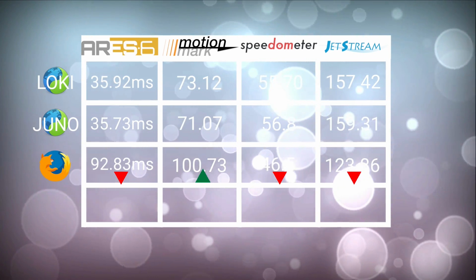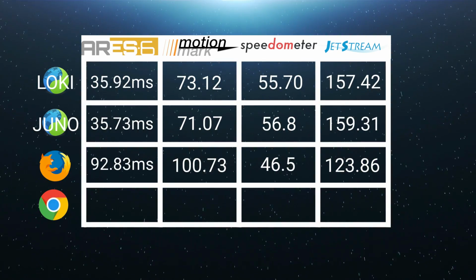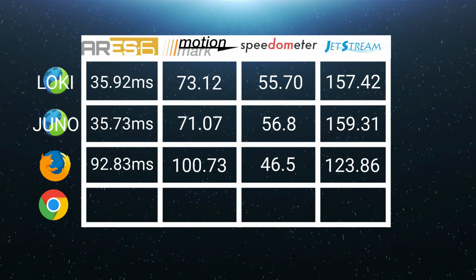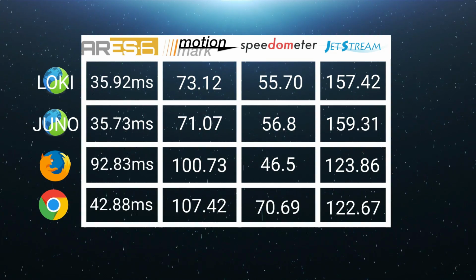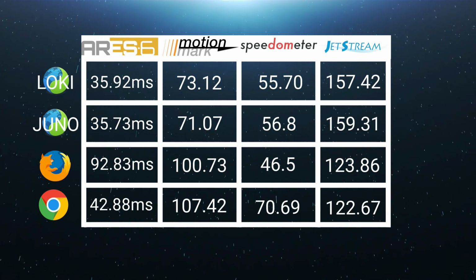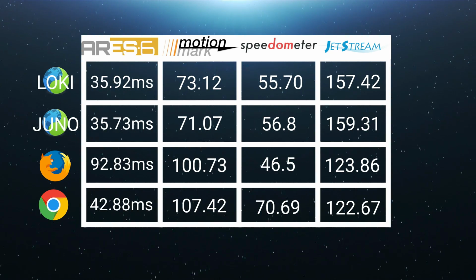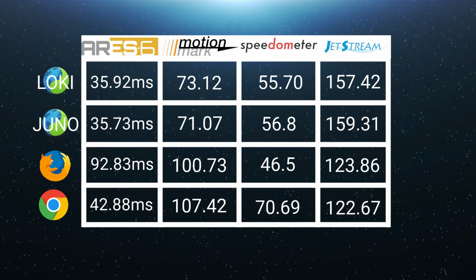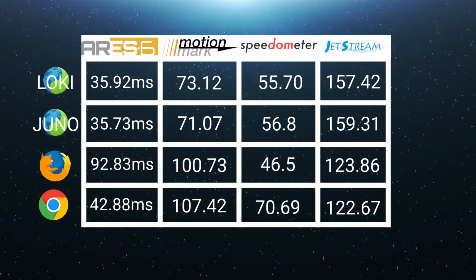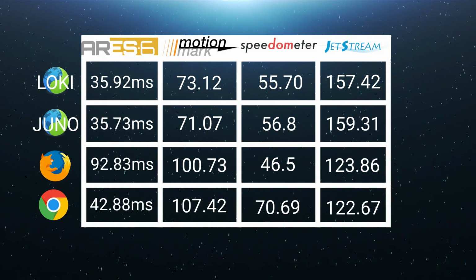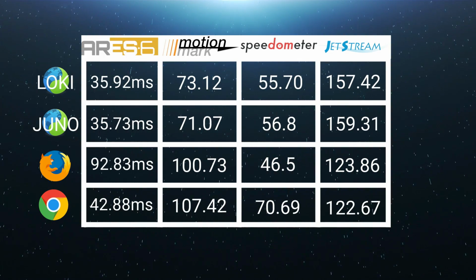How about Chrome, then? On the same Browserbench tests, Chrome scores 42.88, 107.42, 70.69, and 122.67. All in all, JavaScript performance seems worse than what Epiphany gets on elementary OS, except for the Speedometer test, which seems to imply that Chrome has better overall rendering performance, since this test monitors the DOM APIs, the JavaScript engine, the CSS performance, as well as other technologies.